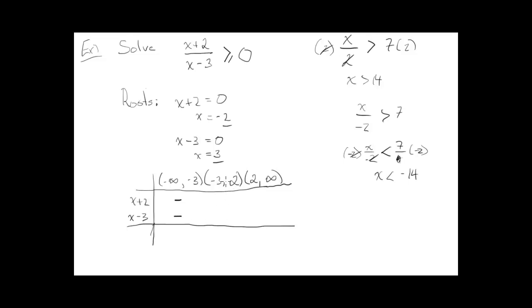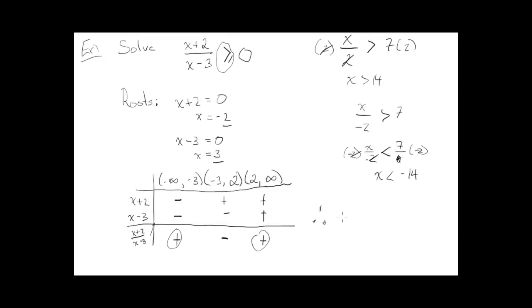Between negative 2 and 3, this one would be positive, and this one would be negative. And if you took a number bigger than 3, like 10, both would be positive. Now, we're looking at the term x plus 2 divided by x minus 3, so that's this divided by this. In this interval, if you divide two negatives, you get a positive. Here, if you divide a positive by a negative, you get a negative. And here, if you divide two positives, you get a positive. We were looking for when it is bigger than or equal to 0, which means positive. So these are your two solutions.